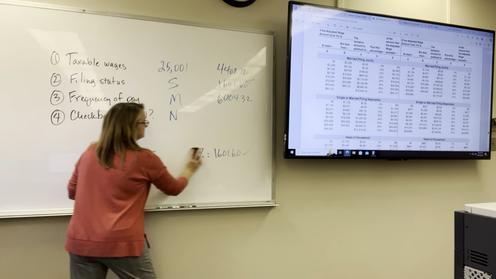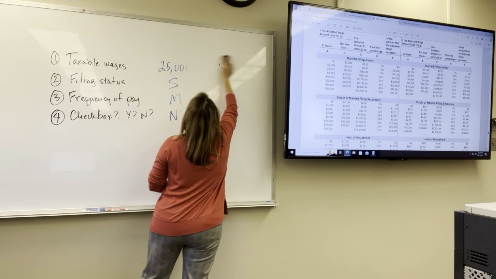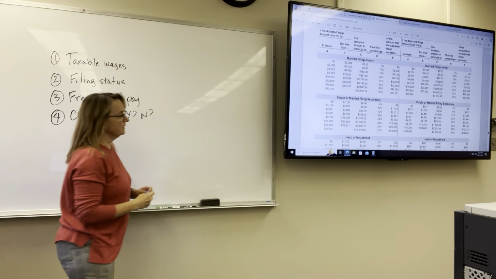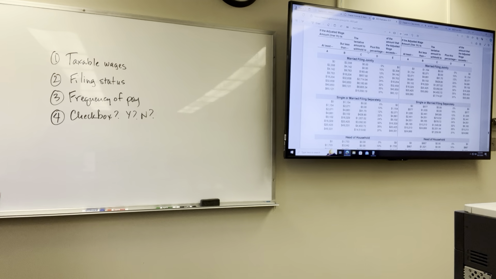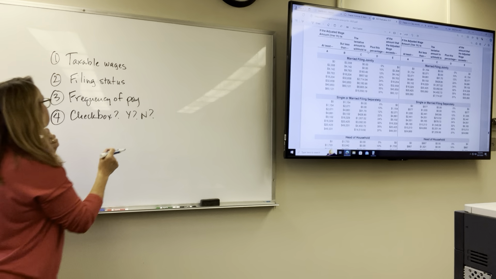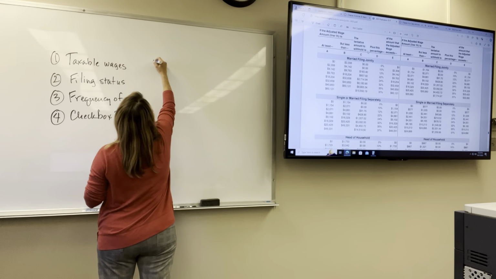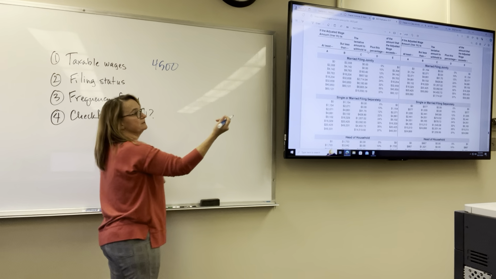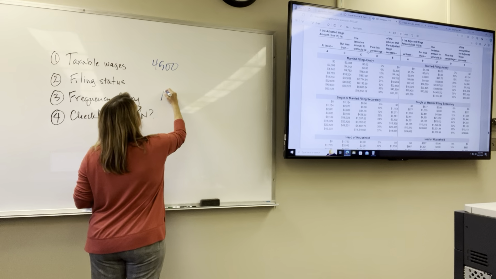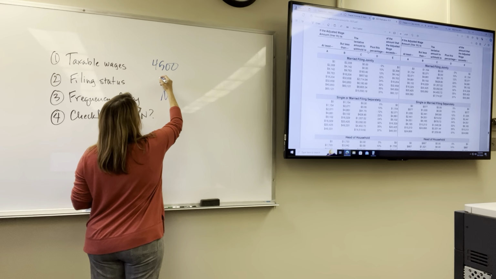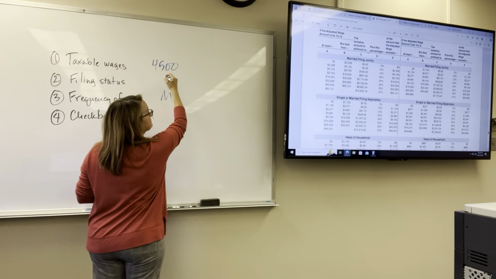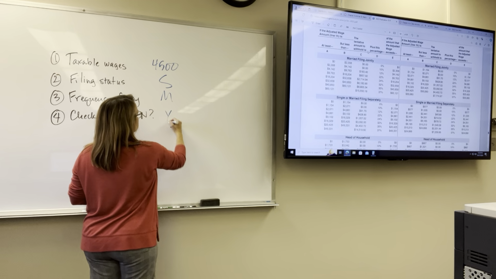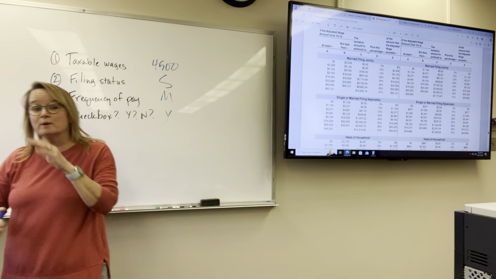All right. Let's do one where we compare the percentage method and the wage bracket method. So see what the difference is that we get. Okay? So now we're gonna go back to kind of a lower income. So, give me some taxable wages. 4,500. So we're gonna need a frequency of pay that's probably semi-monthly or monthly. Monthly. Filing status, single. And checkbox? Yes. All right. So let's do it both ways.